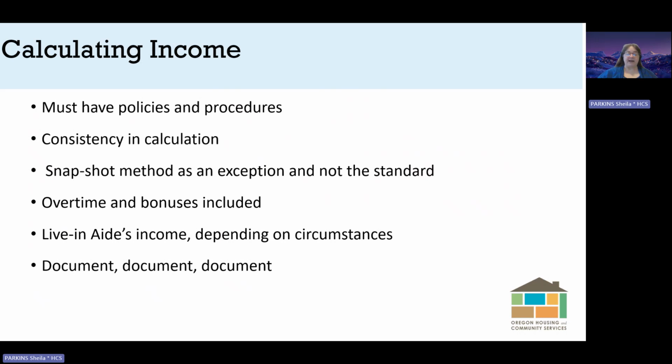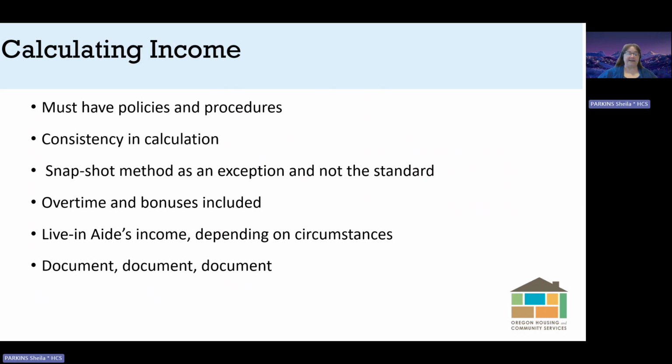The most accurate and equitable income calculation is a year-to-date method, and it is preferred by OHCS. OHCS outlines a few circumstances in the manual to respond to frequently asked questions about income. Overtime and bonuses must be included as part of the household income.